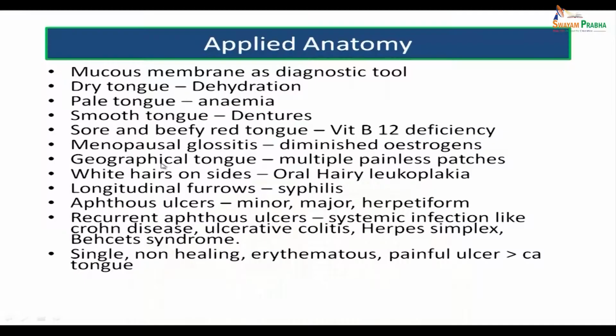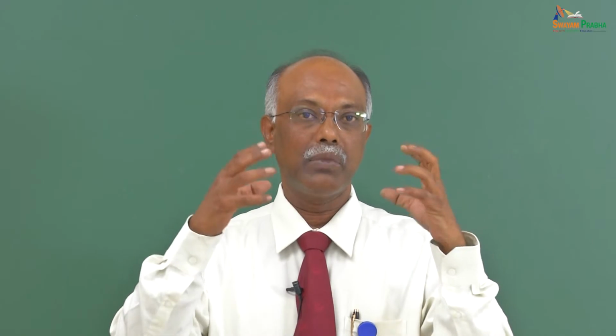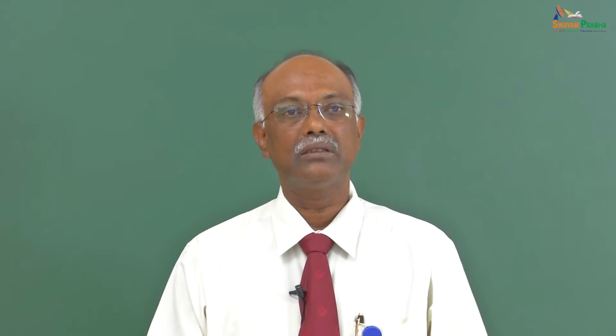There is a condition called a geographical tongue. It looks like a geography map. You have multiple patches over the tongue. It's of course a very benign condition, does not happen in everybody. It happens only in about 1 to 3% of people. What happens is multiple patches of discoloration on the dorsal surface of the tongue, and it appears more like a geography map on the dorsal surface. So that's what is called a geographical tongue.